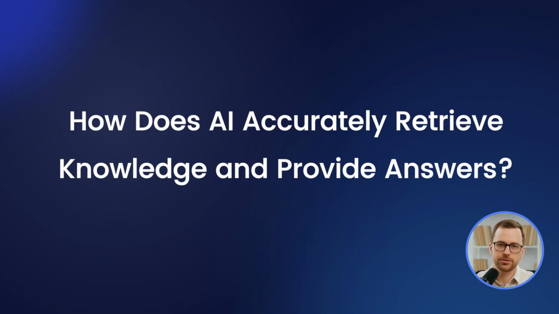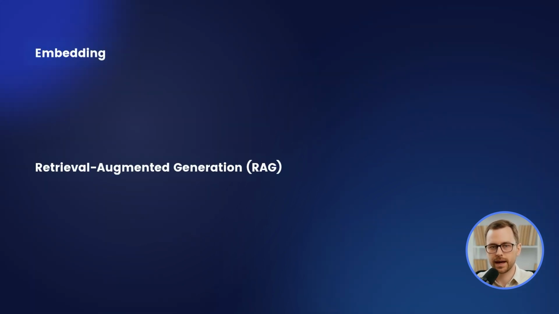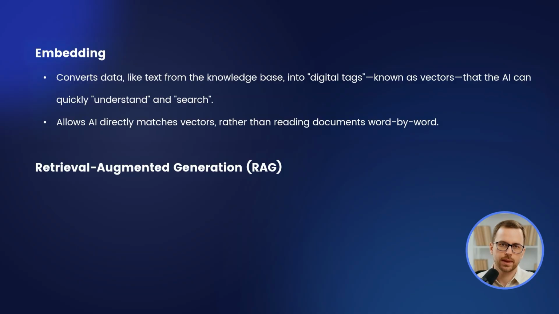For AI to achieve this efficient, precise, human-like associative retrieval and answering, it must rely on two key technologies: embedding and RAG. The core function of embedding is to convert text and data within the knowledge base into digital tags that AI can quickly understand and search, known as vectors. When performing a knowledge base retrieval, instead of reading documents word for word, it matches directly via vectors. This ensures high speed and high accuracy.